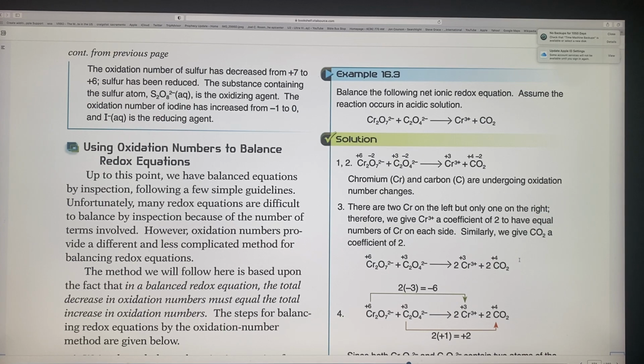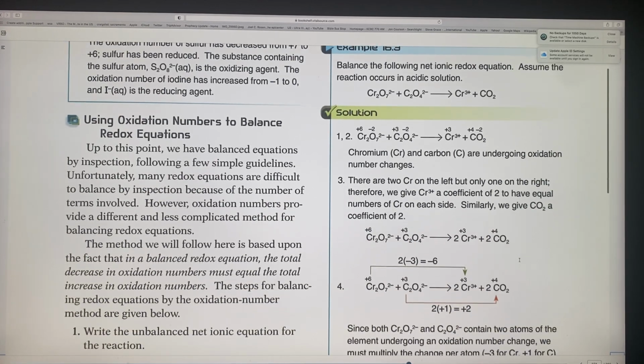So there are 2 chromium on the left, but only 1 on the right. And so we give the chromium 3 a coefficient of 2 to equal the numbers. What we want to do is equal those numbers out.